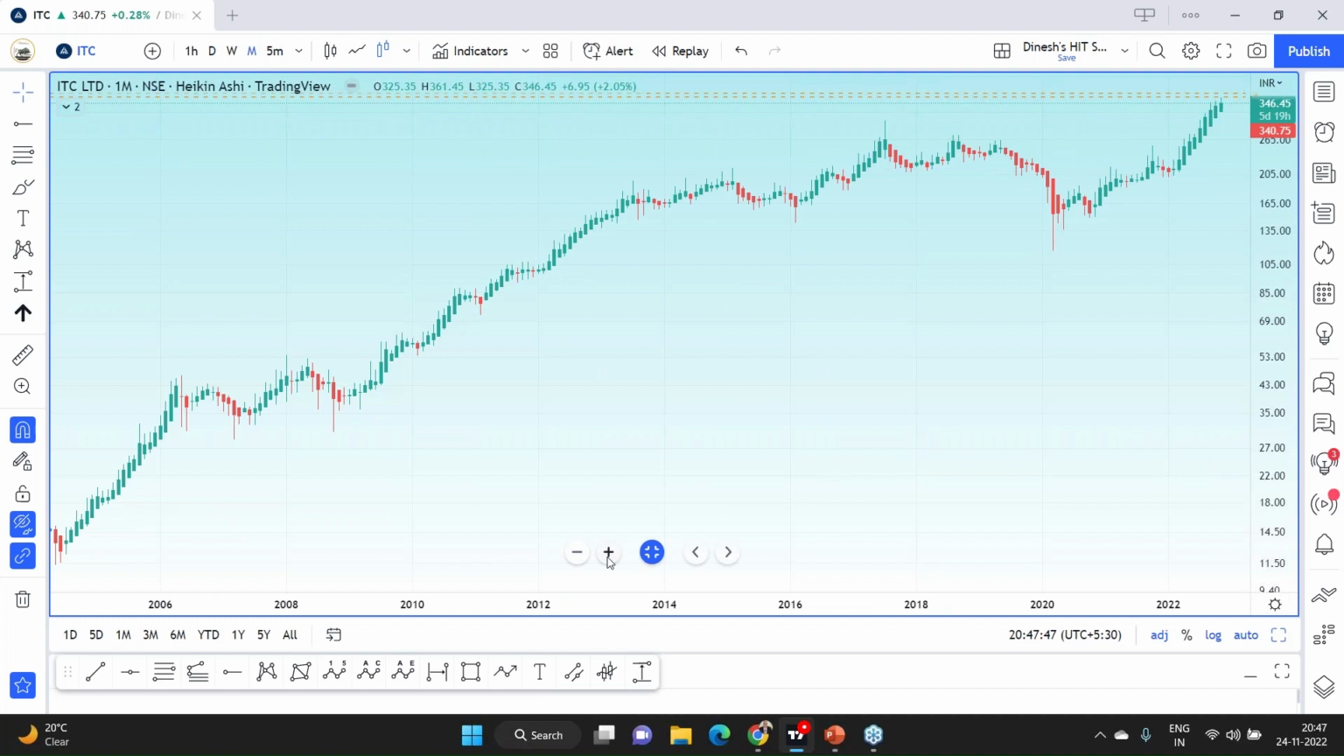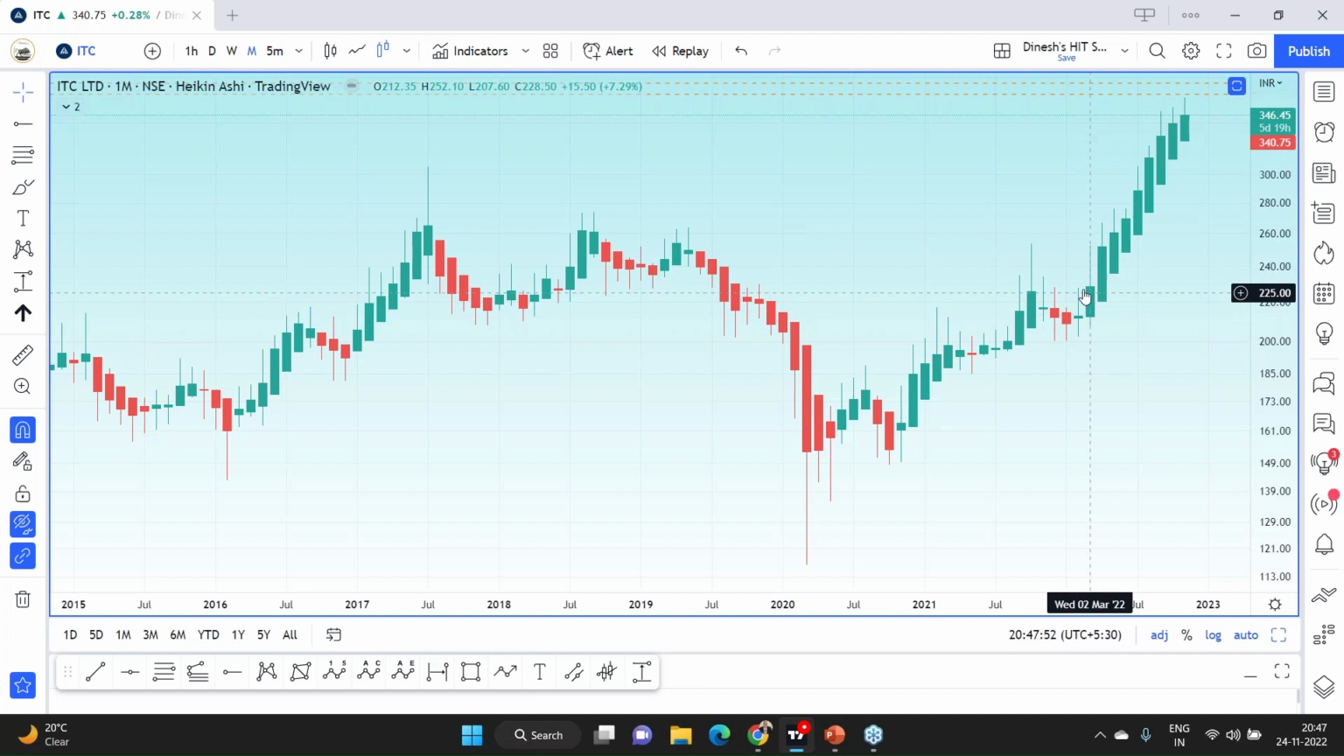Out here, doji, presence of a lower wick. Entry above this, and after that, look at this, month on month, no lower wick. The stock is just trending. It's a trending Heiken Ashi, an investor's delight. You're just holding on to your winner.